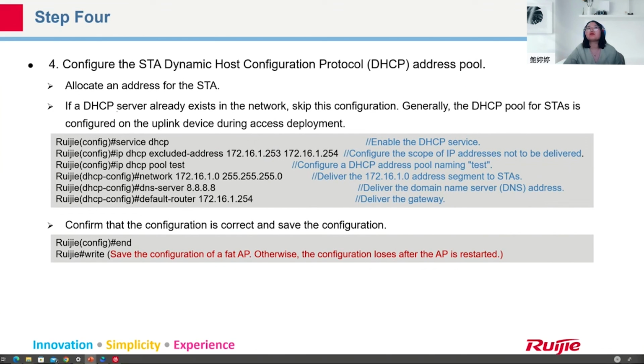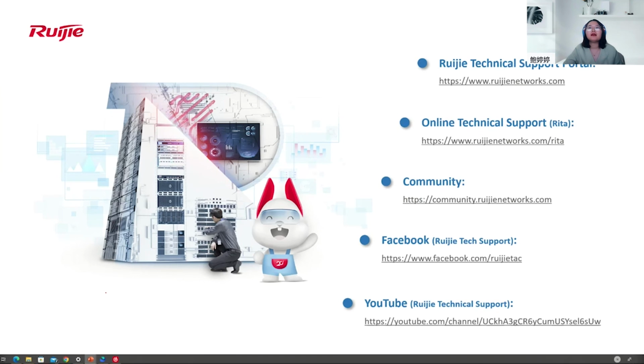This DHCP is used to allocate the IP address for the station. And this configuration, I think, is very easy for you to understand, right? Because last week, when we talked about DHCP, we already explained the details of the DHCP configuration. If your DHCP server already exists in your network, you can skip it. Or maybe in your wired network, one switch or one router is a DHCP server, you also can skip it. Then, at last, press write. Write means save the configuration.